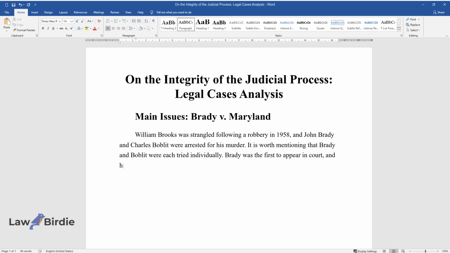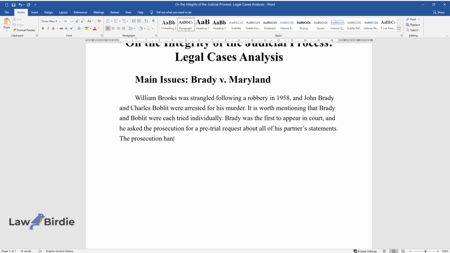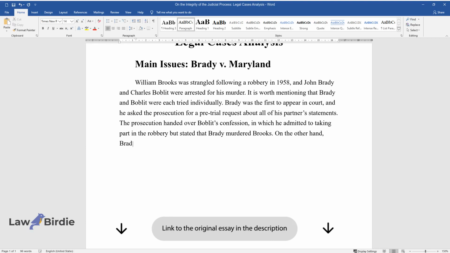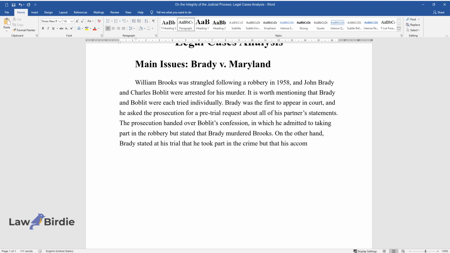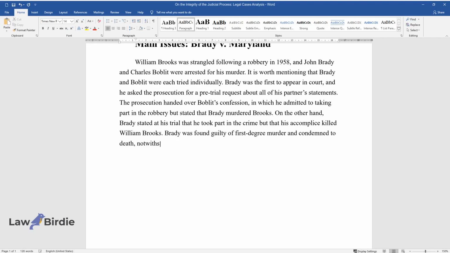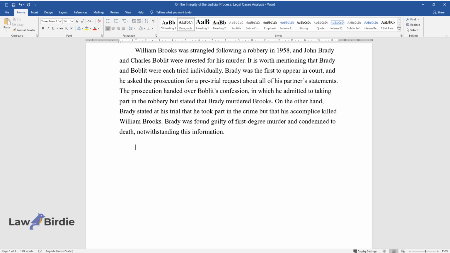Brady was the first to appear in court, and he asked the prosecution for a pretrial request about all of his partner's statements. The prosecution handed over Boblet's confession, in which he admitted to taking part in the robbery but stated that Brady murdered Brooks. On the other hand, Brady stated at his trial that he took part in the crime but that his accomplice killed William Brooks. Brady was found guilty of first-degree murder and condemned to death, notwithstanding this information.